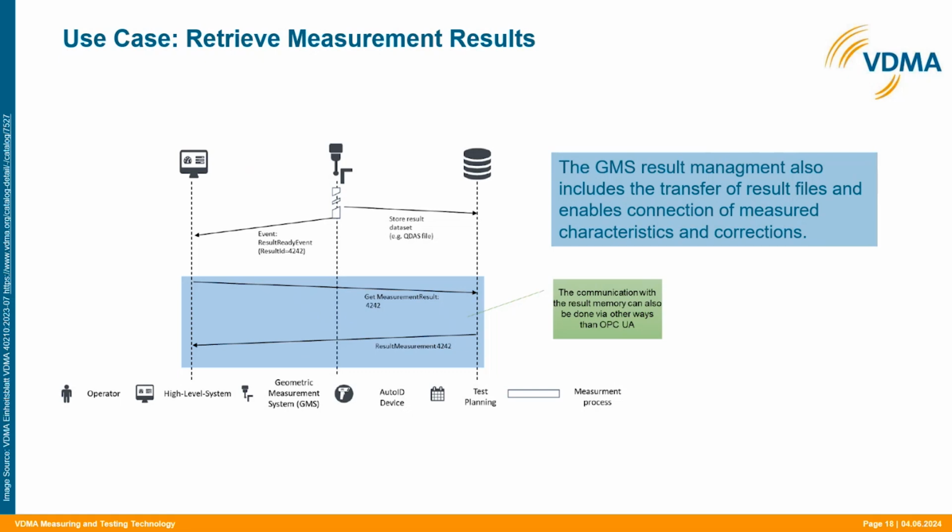Last but not least, one of the final use cases that we wanted to achieve, I mentioned, is the data flow. Quality data which we acquire from within the shop floor has to be collected and transferred to a higher level system. And the GMS OPC UA standard shall provide these measurement results and give a framework where I can retrieve measurement data. This includes not only the characteristics, but also correction values.